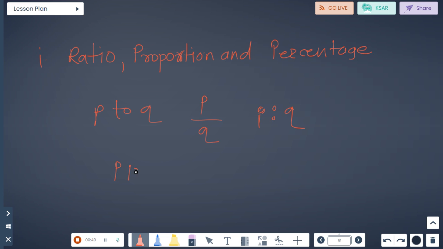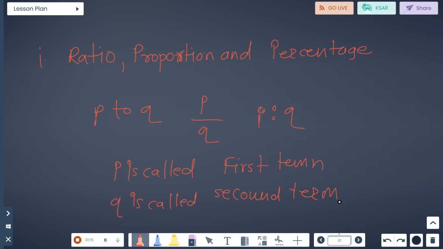For the ratio P is to Q, P is called the first term, and Q is called the second term. Small q is called the second term, and we have to discuss how to define a ratio.